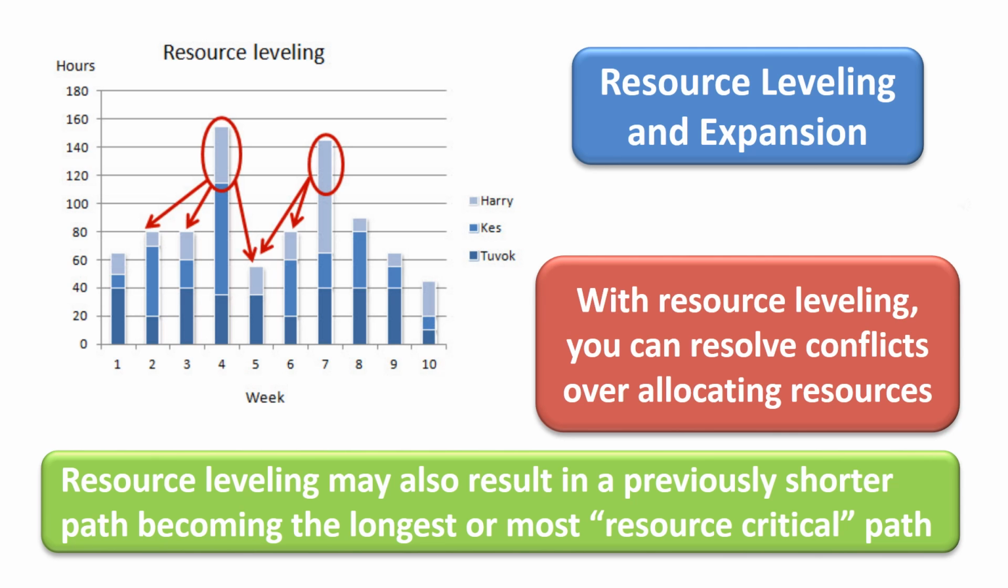A resource-leveled schedule may include delays due to resource bottlenecks. Resource leveling may also result in a previously shorter path becoming the longest or most resource-critical path. This happens when the tasks on the critical path are affected by resource constraints.